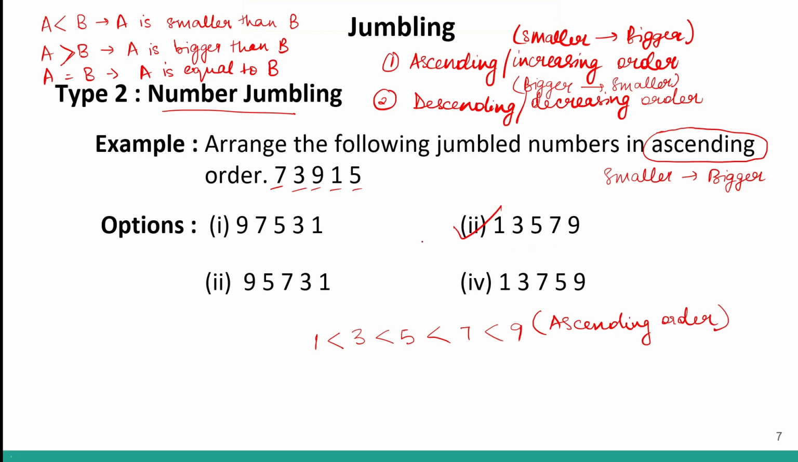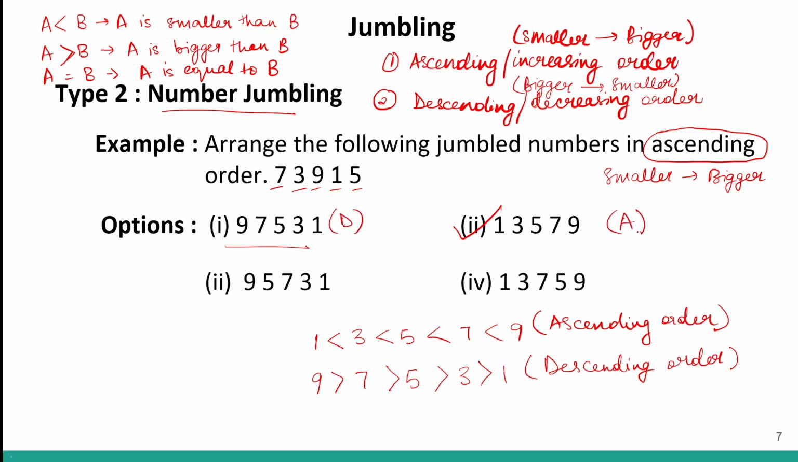This is one type of question. Let's say in the question we were asked descending order. So for descending order, 9 is bigger than 7, which is bigger than 5, which is bigger than 3, which is bigger than 1. This is descending order. Correct? So if the question asks descending order, then our answer will be option number 1. This is descending order and this is ascending order. Okay? So just focus on what is asked in the question and then answer the question.